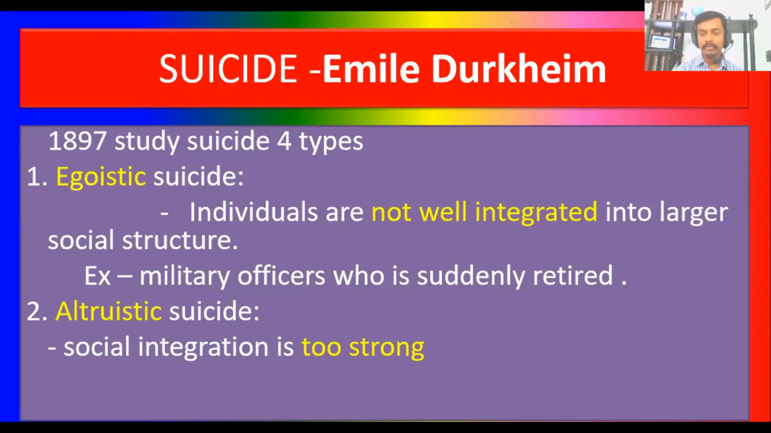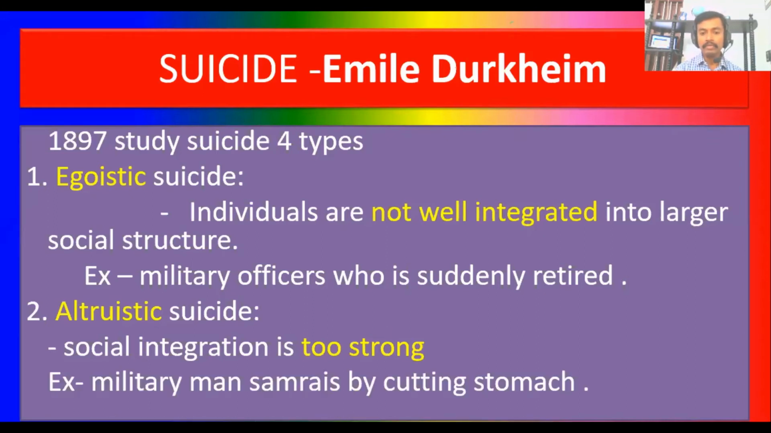Every day in newspapers we can see that. Yesterday's news also had this. Or both of them, for example, the family does not accept the marriage and the love, and both of them commit suicide. It is due to such strong interaction. There is also the old example of the military man, samurai, cutting his stomach. Japan in the Second World War loved their own country, and unable to protect their country, they tried suicide.